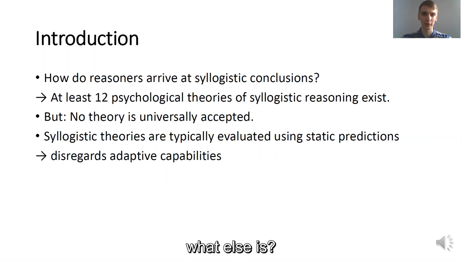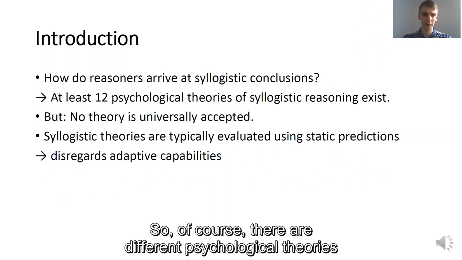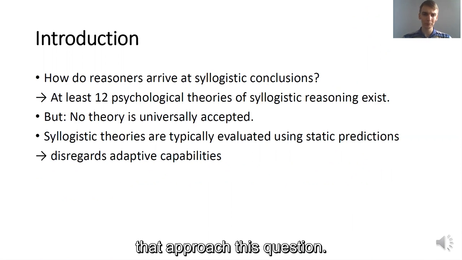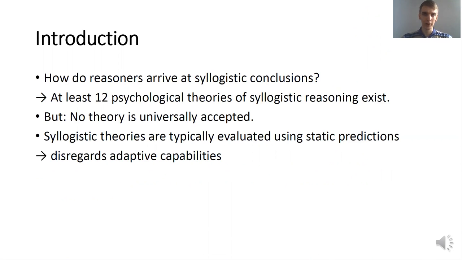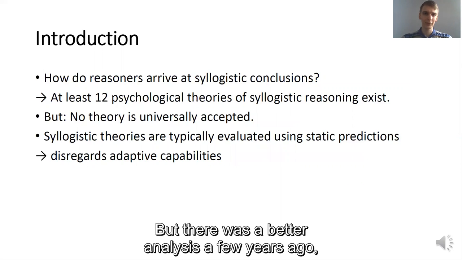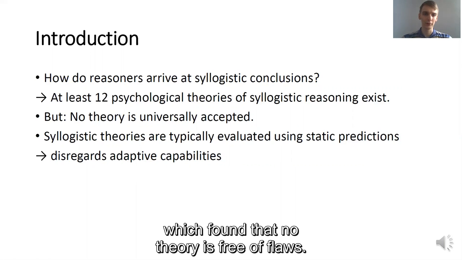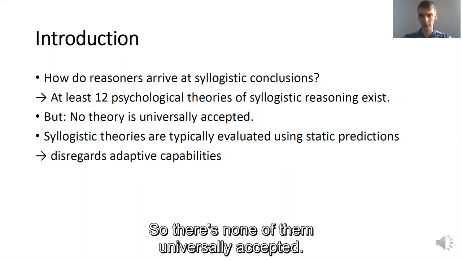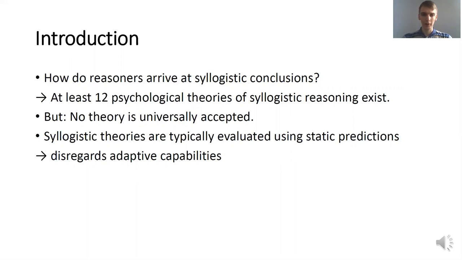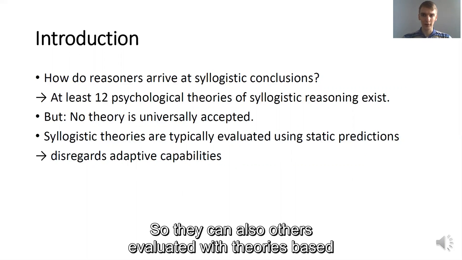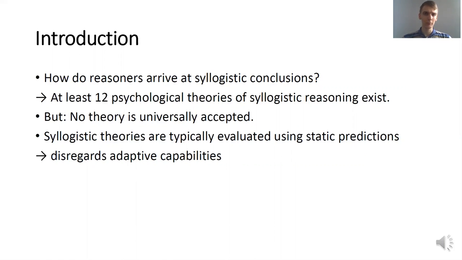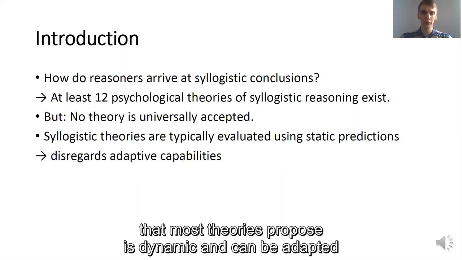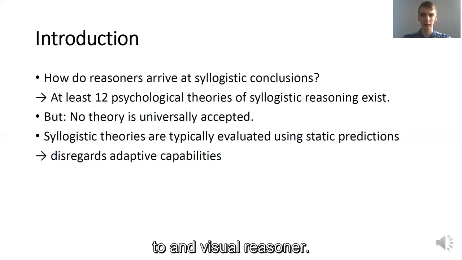And the question remains, what else is? Of course, there are different psychological theories that approach this question, and there are at least 12 psychological theories that have been applied to syllogistic reasoning. But a meta-analysis a few years ago found that no theory is free of flaws, so none of them is universally accepted. But there's a problem with their evaluation. They, and also others, evaluated the theories based on static sets of predictions. Each theory was associated with a set of predictions, but actually the prediction process that most theories propose is dynamic and can be adapted to an individual reasoner.